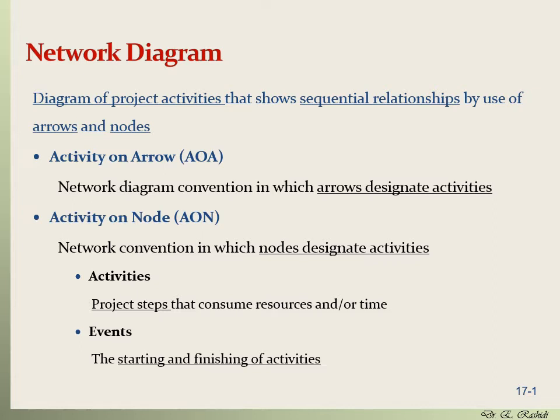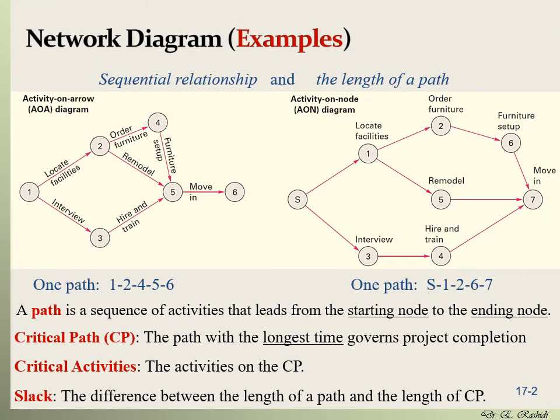Activities, as you know, are the project steps that consume resources and require people, staff, etc. to work on them. And events can simply be thought of as the starting and end of activities. So let's see how these network diagrams work. Let's see an example of a network diagram for a project.